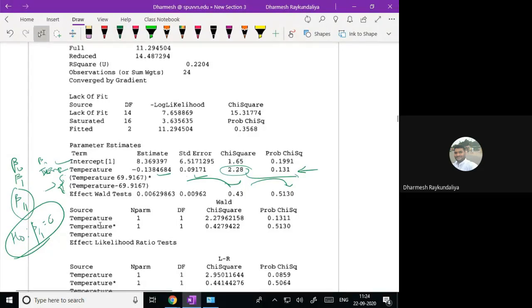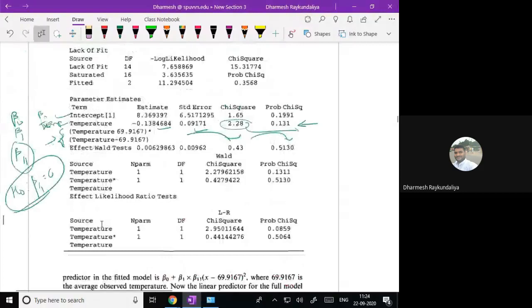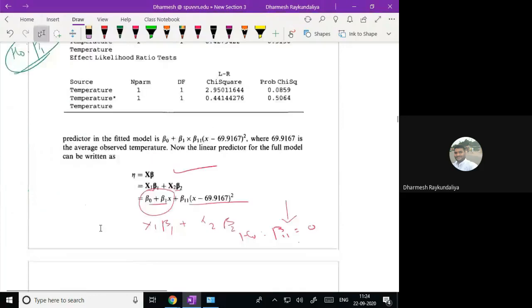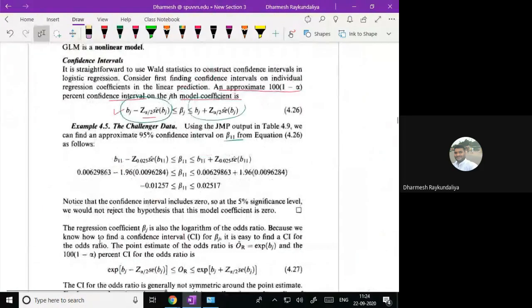Now I wish to develop a confidence interval. What I require is the estimate and the standard errors, so I can easily obtain them. This was the estimate, this is the standard error, and Z alpha by 2. When you take alpha equal to 0.05, Z 0.025 is 1.96. So this is giving the lower bound, and similarly, if you substitute the values, you will get this upper bound.